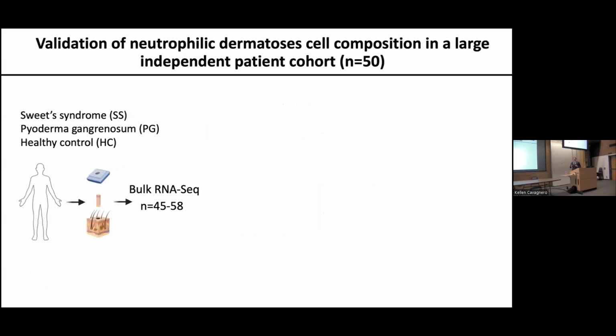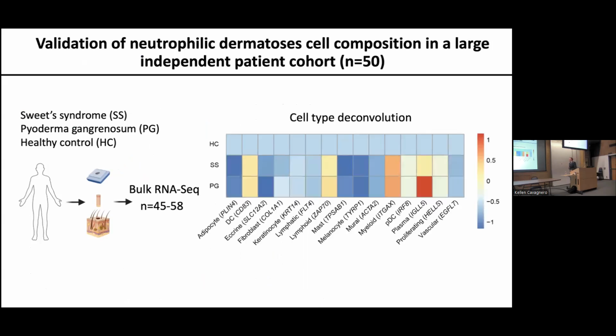Now, we next validated our single nuclei findings by performing a large independent cohort study, about 50 different patients with neutrophilic dermatoses per group here, and performed bulk RNA sequencing on also FFPE tissue blocks. And we first deconvolved these data to validate our single nuclei findings. And we again see not just increased neutrophil myeloid cells, but also lymphoid cells, PDCs, and DCs in the neutrophilic dermatoses, so validating our single nuclei findings.